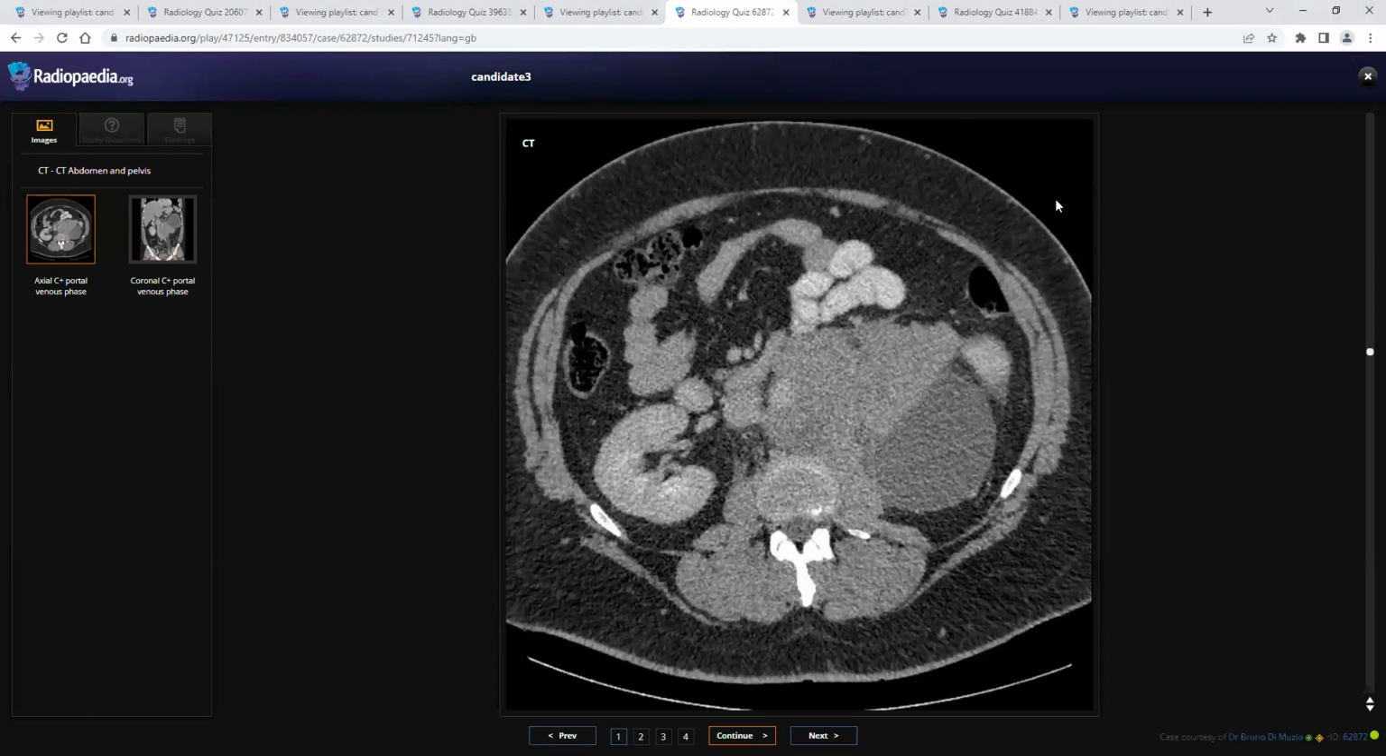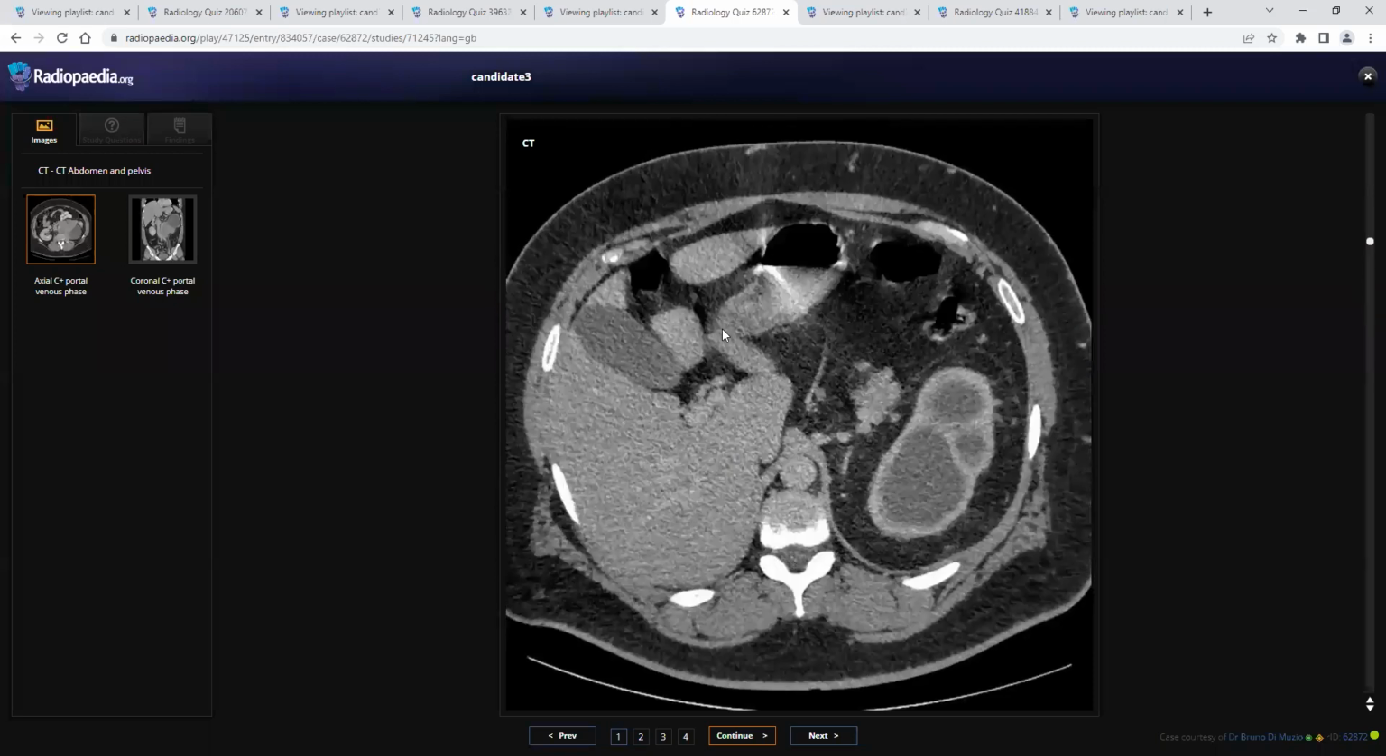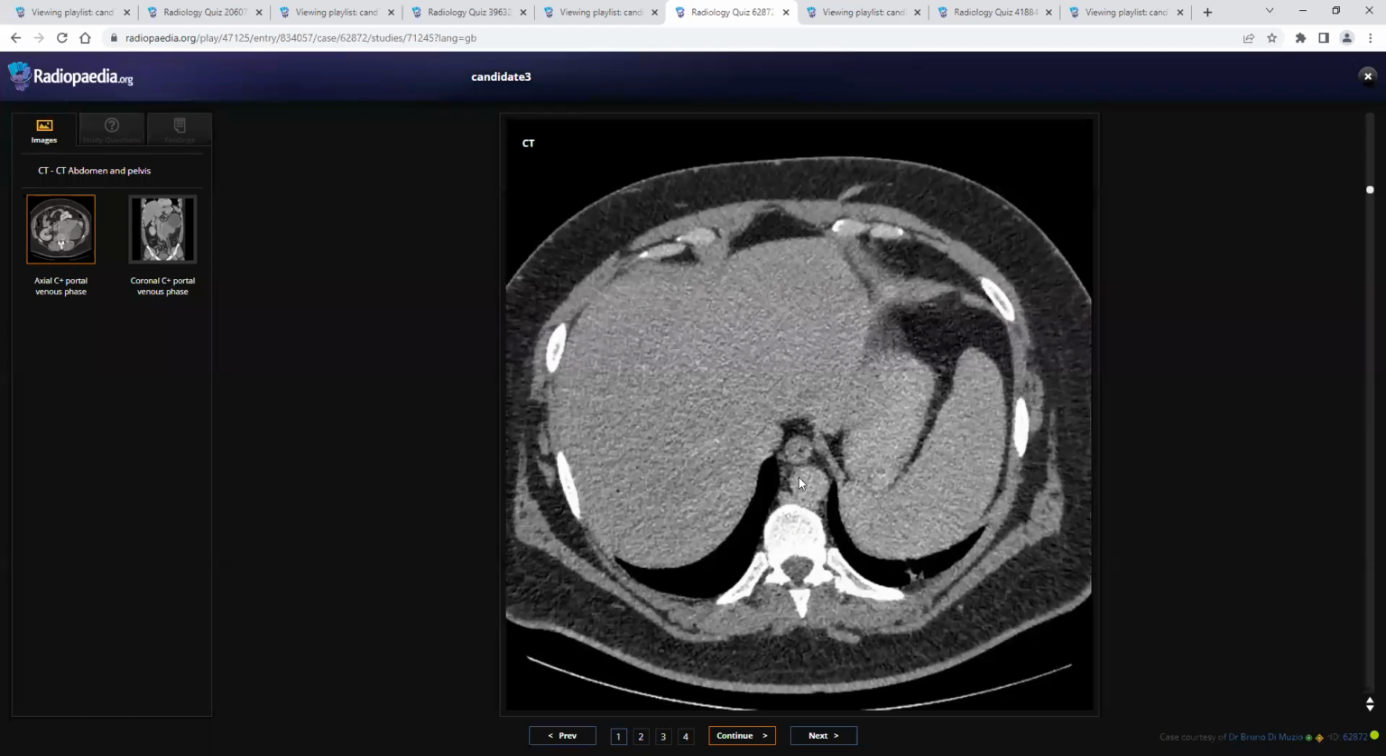Okay, yeah. Click on the center of the images and start scrolling. Okay. Use the scroll button or the arrows. Okay. Yeah.